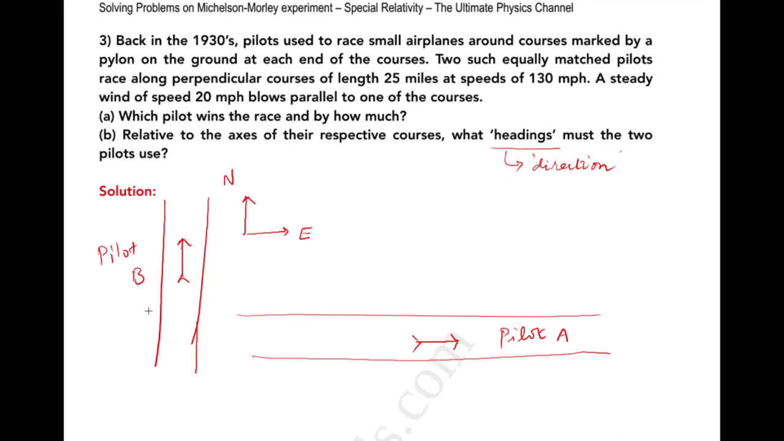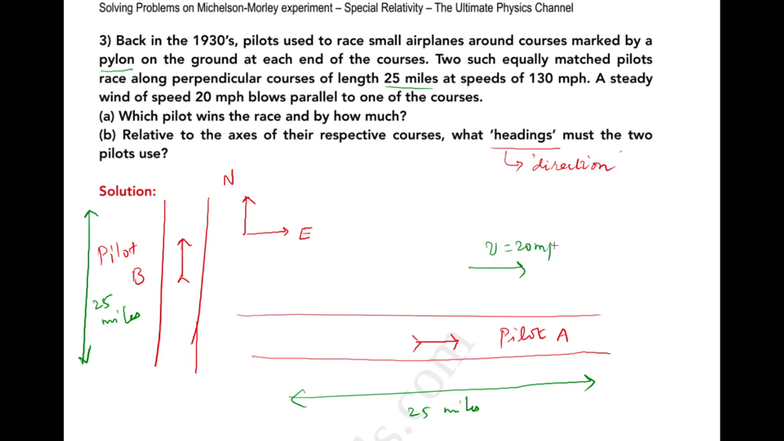He is racing on a perpendicular course, and the length of these courses is given as 25 miles. So 25 miles in each case. They race along courses that are marked by pylons on the ground. So on the ground, you keep markers to know where you are exactly traveling and how far you have flown. And the wind speed in this case is 20 miles per hour. So let me call that wind speed V, which is equal to 20 miles per hour. That is, one of the pilots is flying along the direction of the wind initially and again coming back to the starting point, whereas pilot B has to cut across the wind. So pilot B goes like this, perpendicular to the wind direction. So that is what is happening in that case, right?